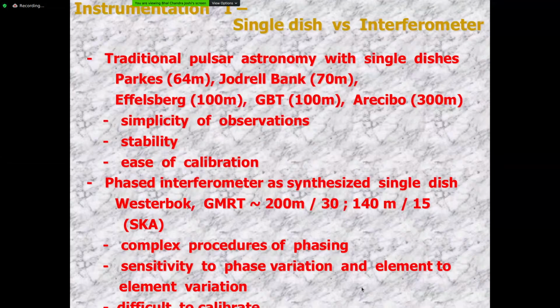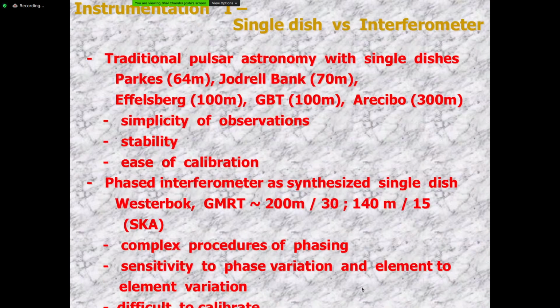Now, traditionally, pulsar astronomy was done with single dish radio telescopes, such as Arecibo or Parkes or Jodrell Bank or Effelsberg or GBT. And now the largest telescope in the world, which is in China, called FAST. So that is the traditional pulsar astronomy. And the reason was that these dishes provided you a very large collecting area.